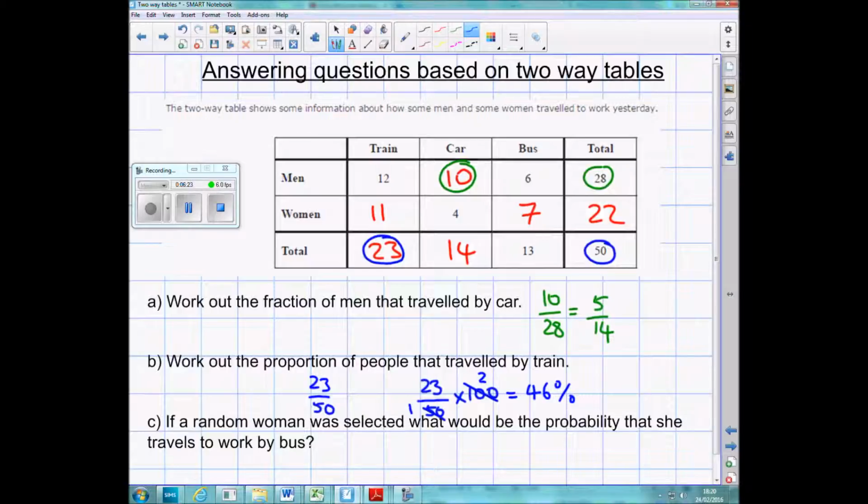Okay, so lastly, if a random woman was selected, what would be the probability that she travels to work by bus? So firstly, we want the probability that there's a woman that travels by bus. So let's just quickly write that in. Now remember, probabilities, we're looking for a fraction answer. So it's basically the same as question A. So we're looking for the women, okay, where there's 22 of them, and how many of them travel by bus, which is 7. So the probability would be 7 out of 22.